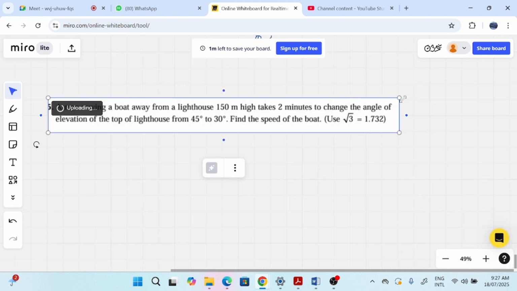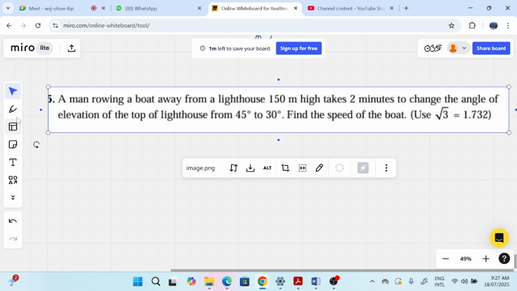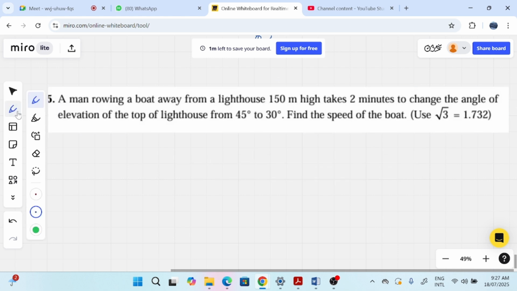This is the question. Let us read it carefully. As I said, reading is the key thing. A man rowing a boat away from the lighthouse, which is 150 meters high. Let us draw the lighthouse. This is our lighthouse, AB is the name I am giving, and it is 150 meters high. The person is going away from the lighthouse, so he has reached here.